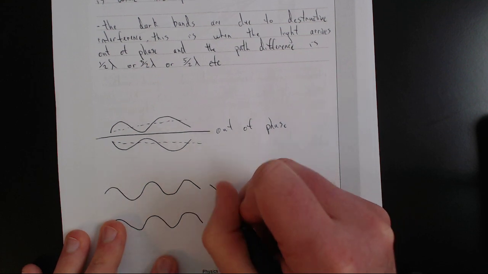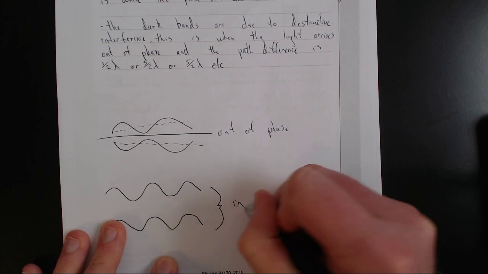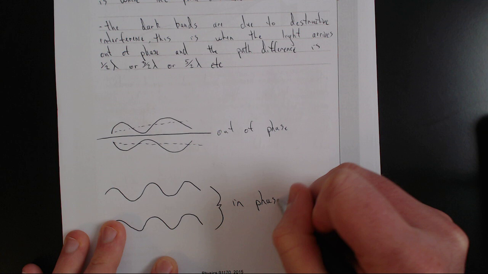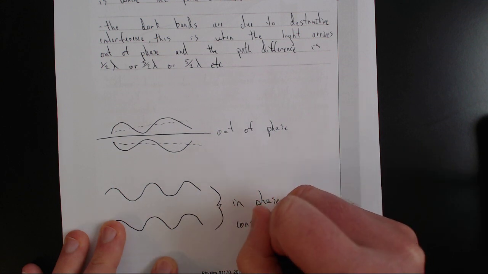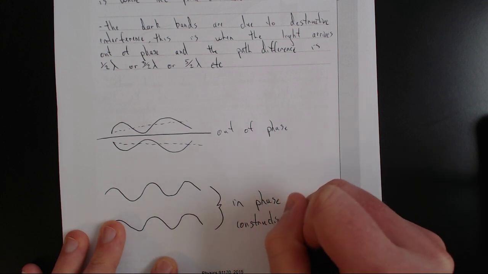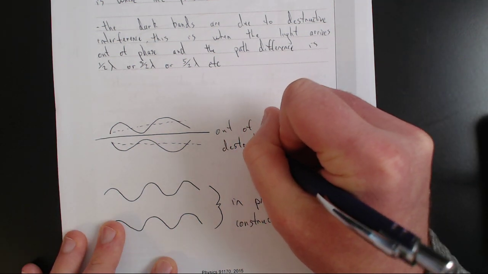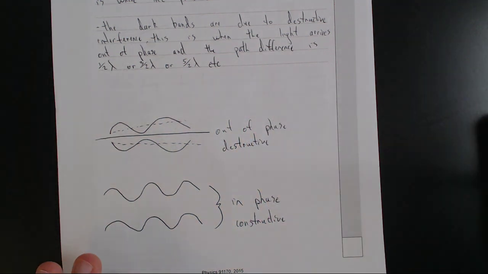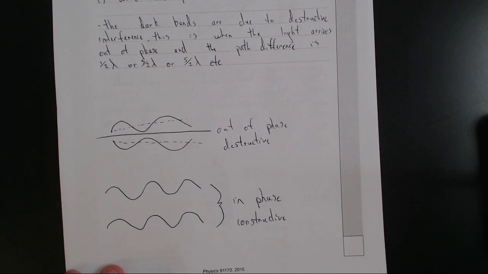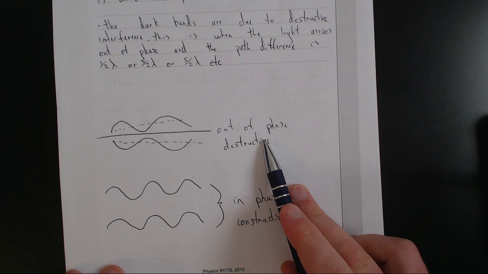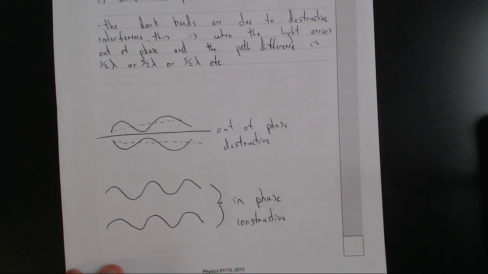These ones here, in phase. So constructive, and destructive. And this is why this pattern occurs. So you get destructive for the out of phase, and we get constructive for the in phase, right?